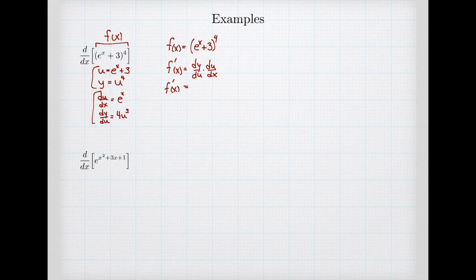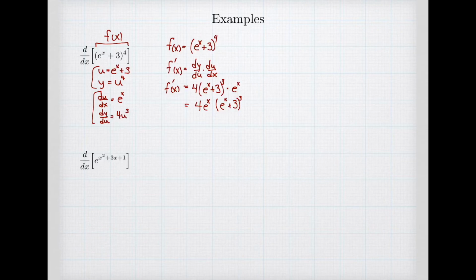My derivative dy du, that's the derivative of the outside formula, is 4 times u, that was e to the x plus 3, cubed, times du dx, which is e to the x. And so my derivative, let's write that as 4 times e to the x times e to the x plus 3 cubed. And that finishes the first example.